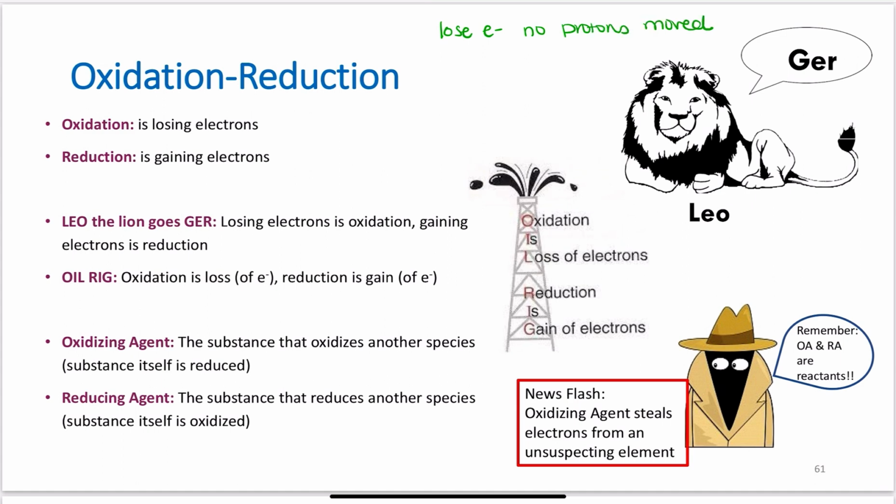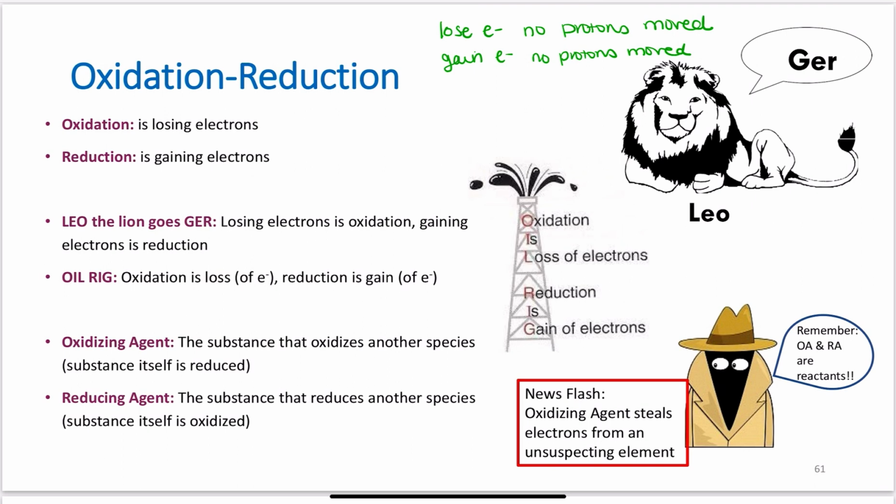Throughout Gen Chem, we talk about electrons moving, not protons. Reduction is the gaining of electrons. So gain electrons. If it was a neutral species, it can become an anion. If it was a cation that gained electrons, it can become back to a neutral species. So again, no protons moved.